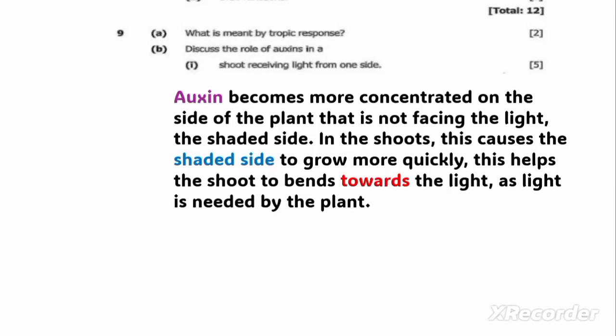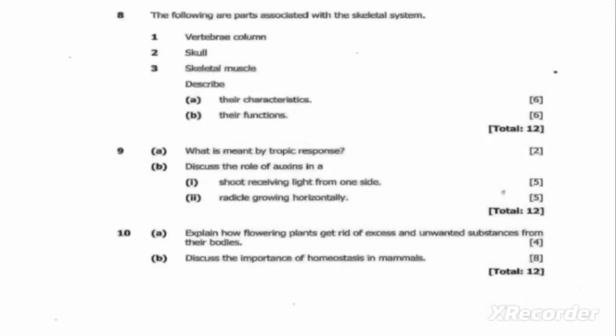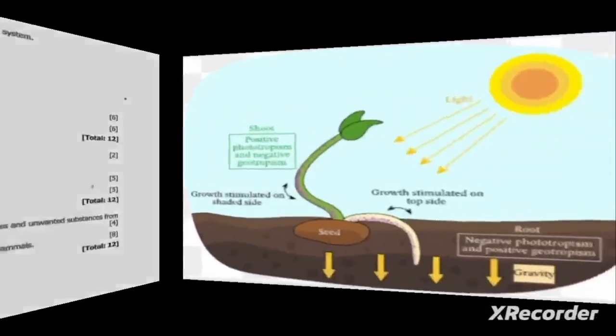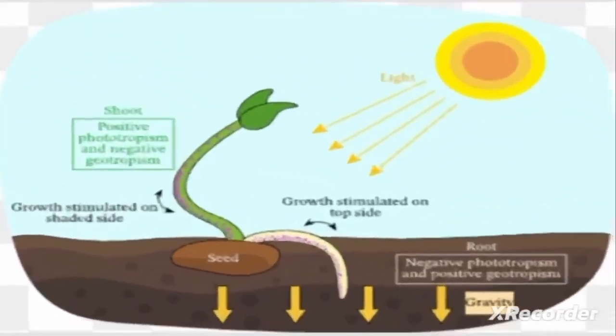Let us shift to the next question, which is question 9b, Roman numeral 2. Discuss the role of auxins in a radicle growing horizontally. So the radicle, in this case, we are talking about the root. So auxins doesn't support growth in the root. Because of gravity, the high concentration of auxins will be found on the lower part of the radicle or on the lower part of the shoot.